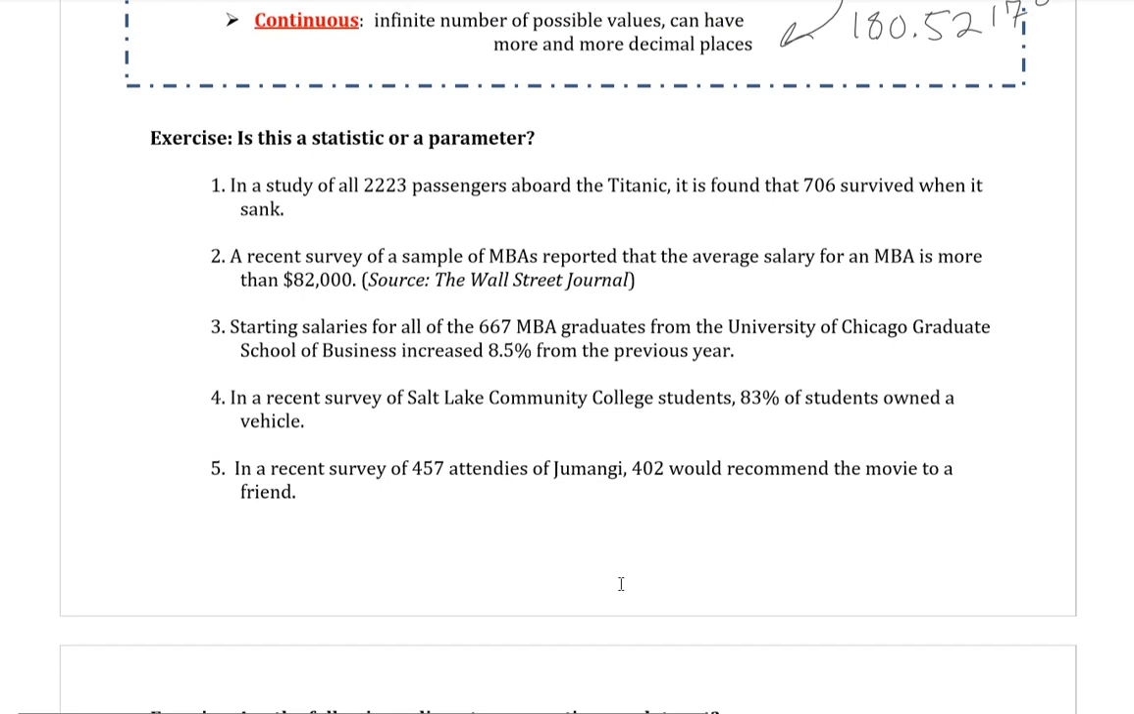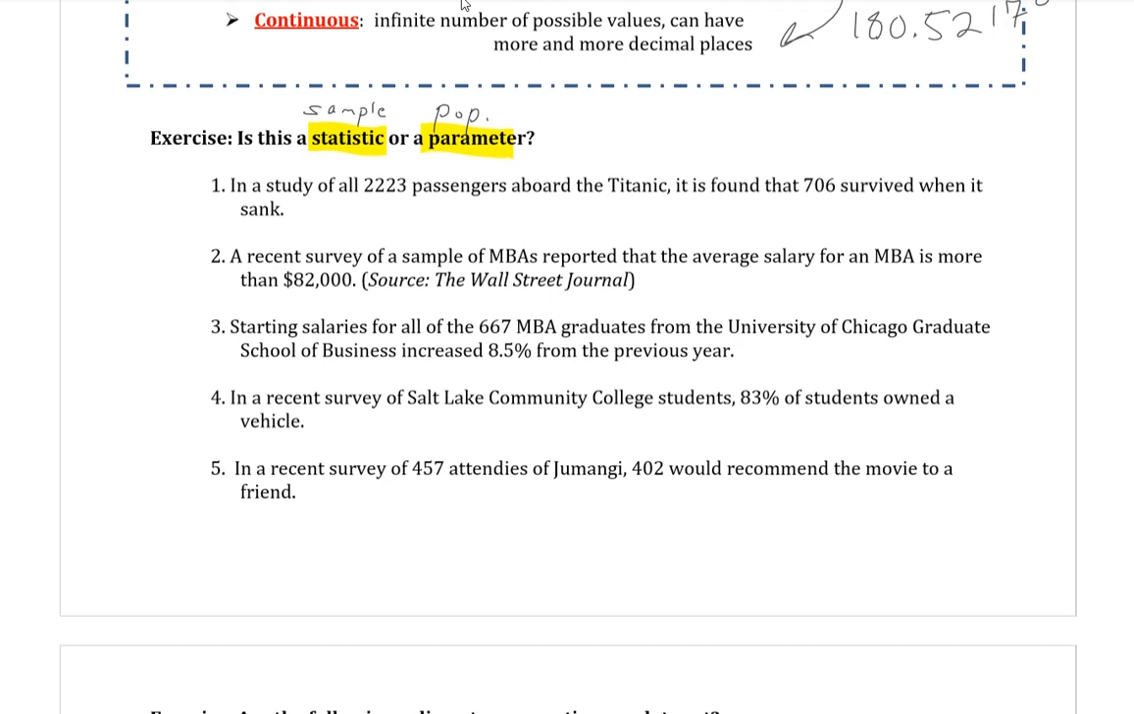First exercise here, we're going to determine if these are going to be considered statistics or parameters. So really the question then is, is this a sample that I have, which would mean that the value described is a statistic, or is this a population that I have in which the value described is a parameter? So that's really the question that I'm looking for here.